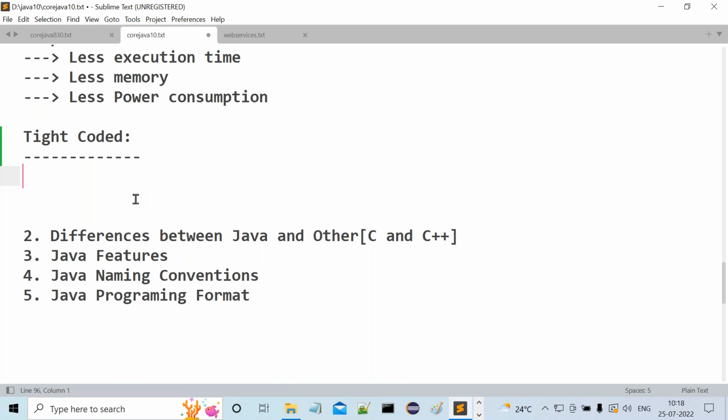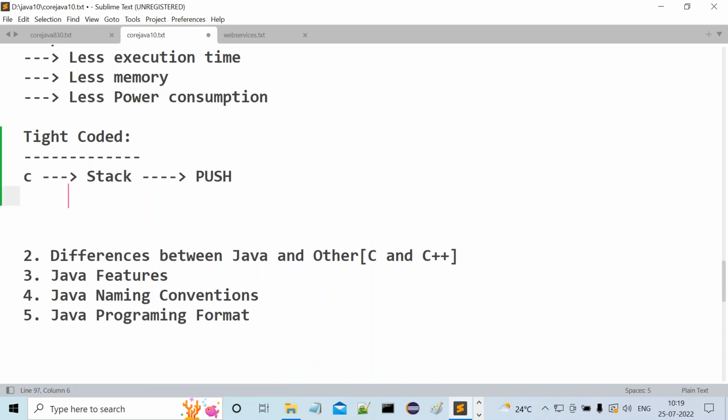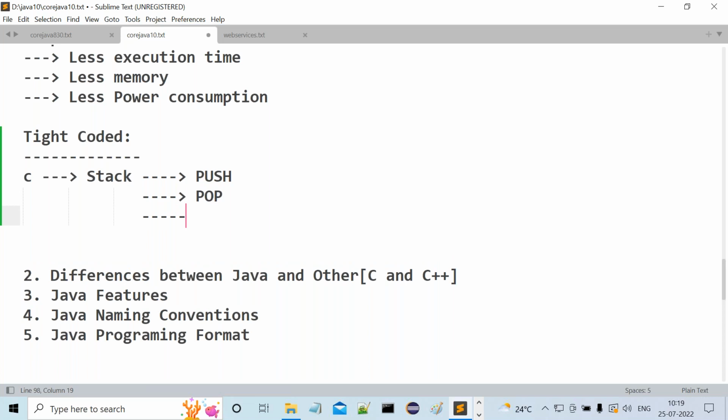Listen carefully. Now I have the C programming language. In C programming language, I want to implement stack operations. As you know already, there are three operations. What are the three operations now? First one is push. Then second one is pop. Third one is peek.